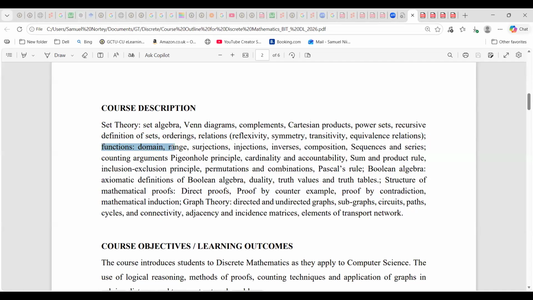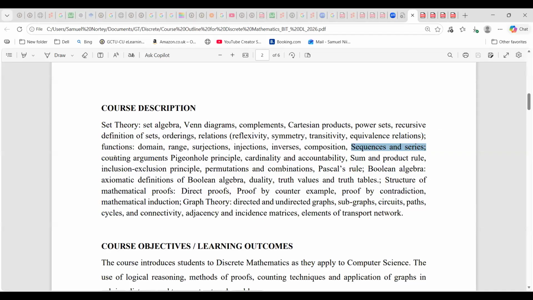And then we'll look at functions. What is the domain of a function? What is the range of a function? What are one-to-one functions, surjective functions, the inverse of a function? Last semester, we dealt with series and sequence, so we need not go over this. We may take some applications of that.